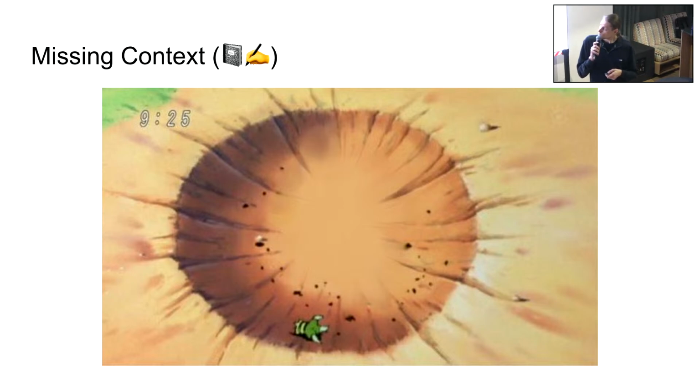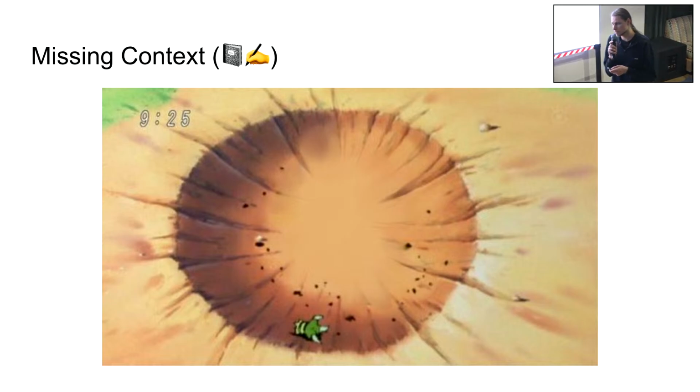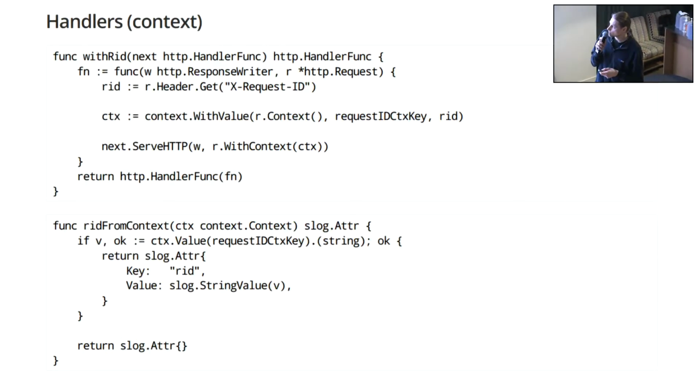So yeah, what else can we do with our logging? Oftentimes we use context, and sometimes context in our logging is missing. So you probably have a lot of functions like this. In this case, the first one just adds a request ID to the context, basically request output, and the other one just outputs that value as a string, as a slog attribute.